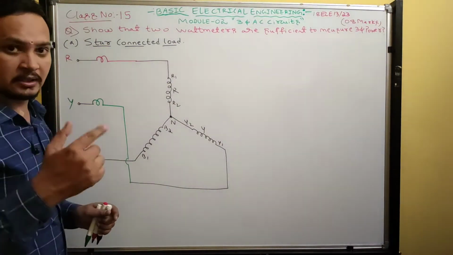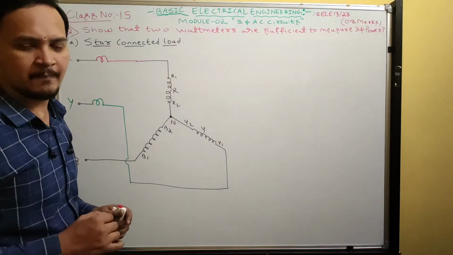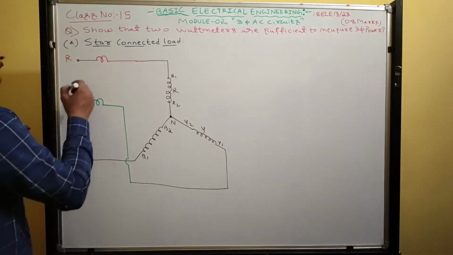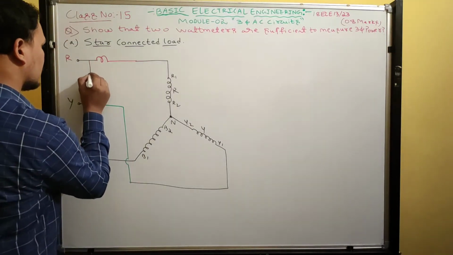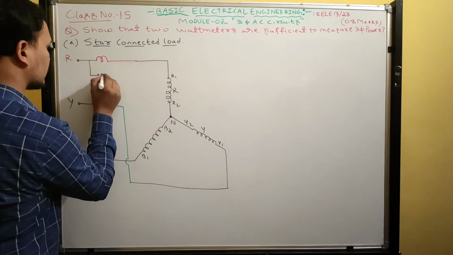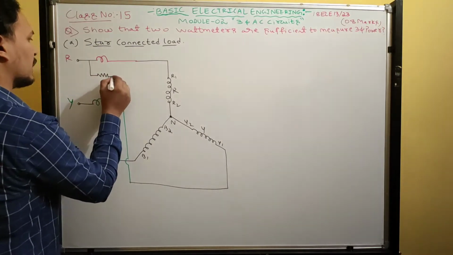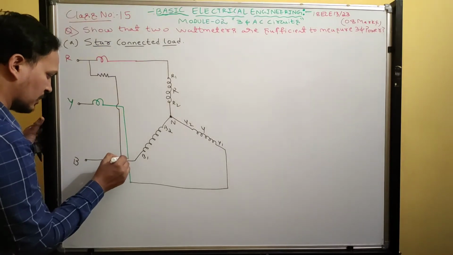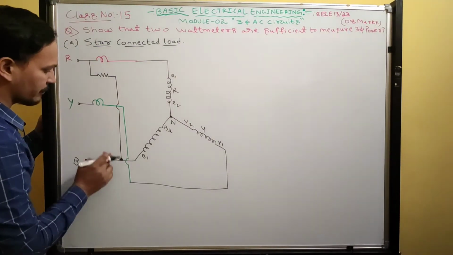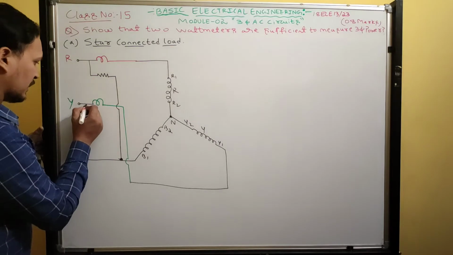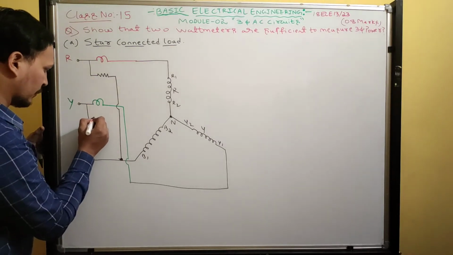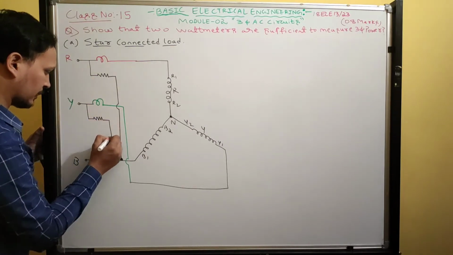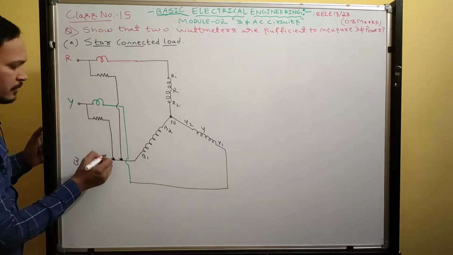Then we have another coil in the wattmeter. What is that coil's name? Potential coil. Where is the potential coil connected? The potential coil is connected between any 2 lines. Now I am connecting the potential coil between the R and B lines. Similarly, the potential coil of W2 is also connected between the Y and B lines.